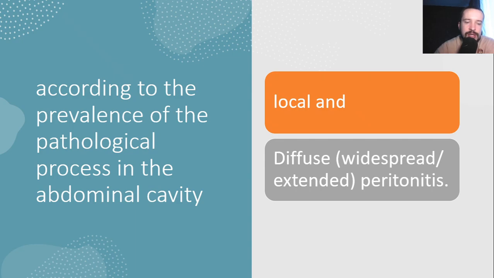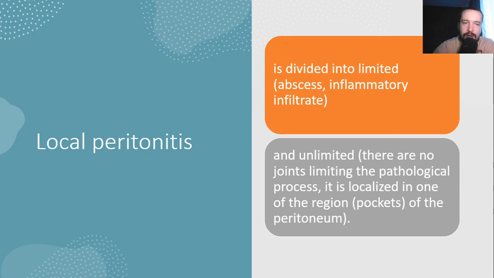According to the prevalence of the pathological process in the abdominal cavity, we have local and diffuse peritonitis. But look, diffuse is not the right term for this one. I think the better term is extended or widespread. We will call it widespread or extended because this type of peritonitis will be described under diffuse and some more.